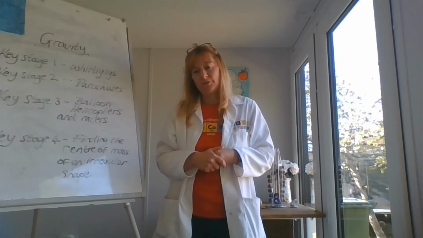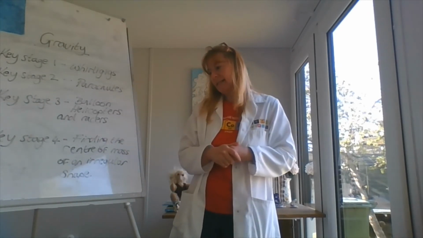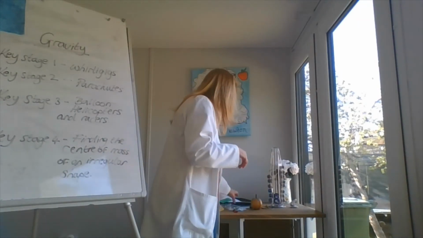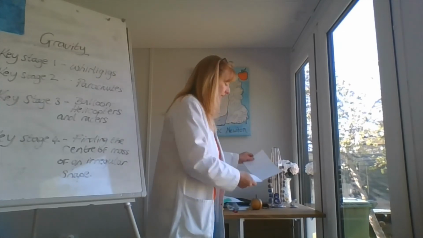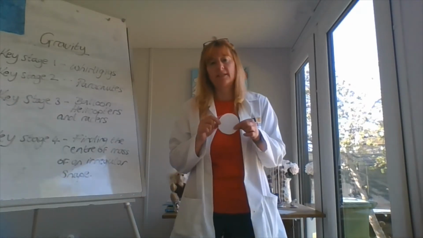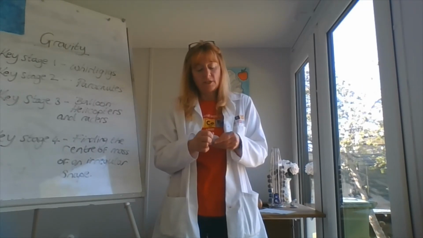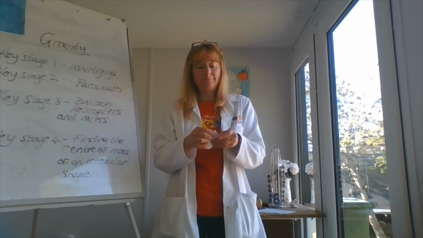Okay, Key Stage 4. We're going to do finding the centre of mass of an irregular shape. So I'm going to start off by showing you two easy objects. If we were going to find the centre of mass of a circle, it would be quite straightforward because we would just fold it in half and fold it in half again.